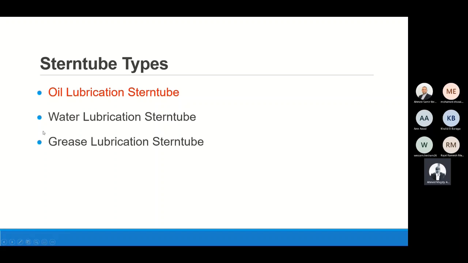In the grease lubrication stern tube, there will be grease inside instead of oil. Normally you can find this type of stern tube in dredgers and in vessels running in shallow water, because the sand and all this debris will be very intensive and will go inside the stern tube. So they protect the system by having grease inside the stern tube. Again, this is not a very common system.